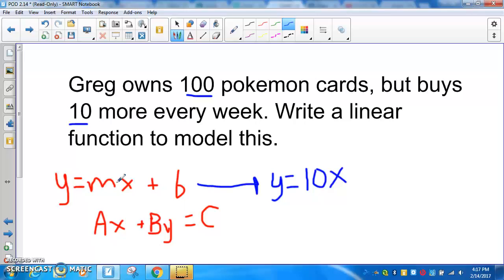Anyways, if that's m, that leaves one possibility for b, the 100 cards he had at the beginning. And a good hint there, your y-intercept will always be some sort of starting amount.